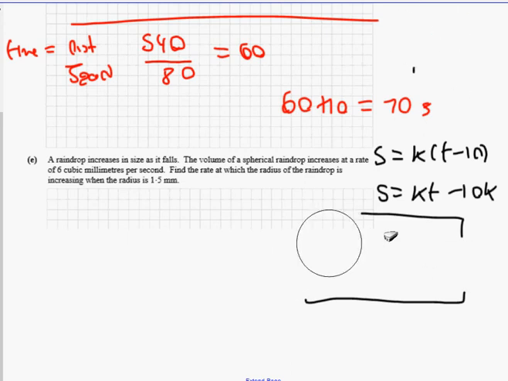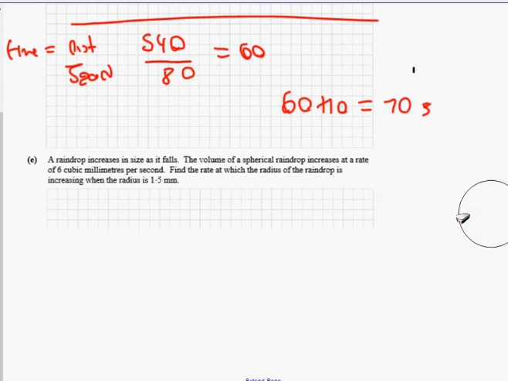Now, this one here, okay, it's actually reasonably easy. A raindrop increases in size as it falls. The volume of the spherical raindrop increases at a rate of 6 cubic millimeters per second. What is that? Is it the dV/dr, the dV/dt, the dr/dt? Which one is it? Volume and rate. The words volume and rate in the same thing. The dV/dt. Okay. If it's given to you in the question, it's usually a d/dt.